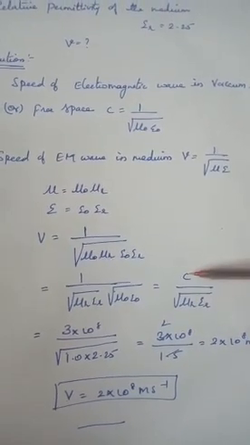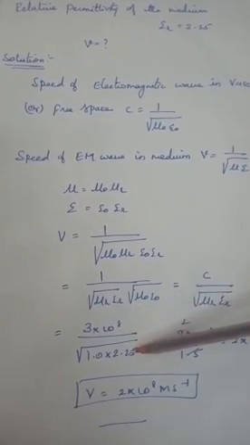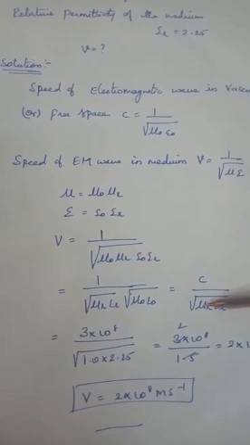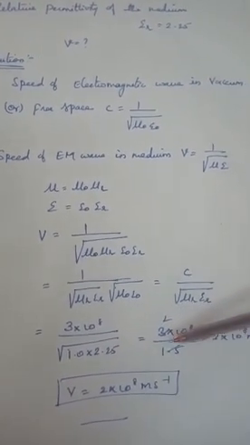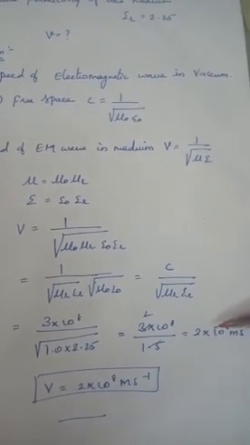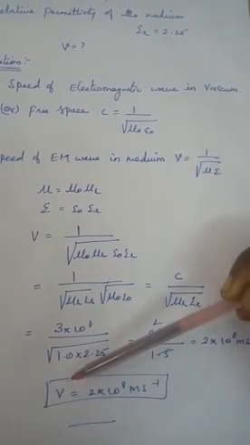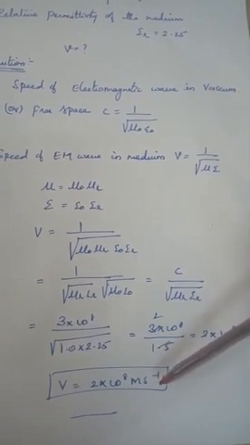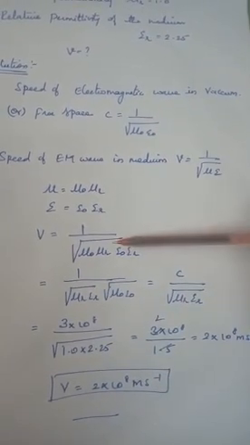So substitute the value of c. The c value is the general value, 3 into 10 to the power 8, divided by root of mu r epsilon r, where relative permeability and permittivity are given. Substitute those values, then remove the root and minimize that. Finally you will get 2 into 10 to the power 8 meter per second. So the final value is v is equal to 2 into 10 to the power 8 meter per second. This is the speed of electromagnetic wave in the medium.